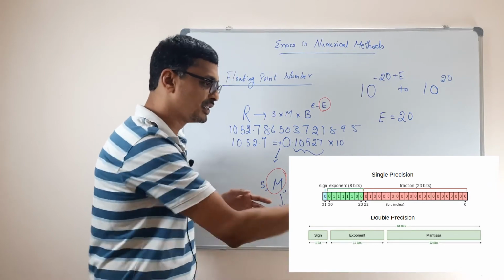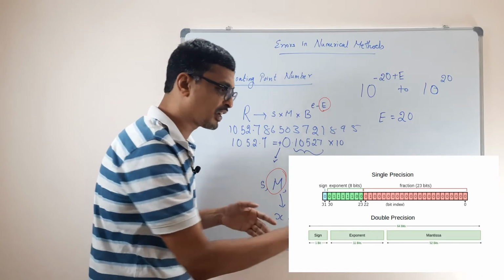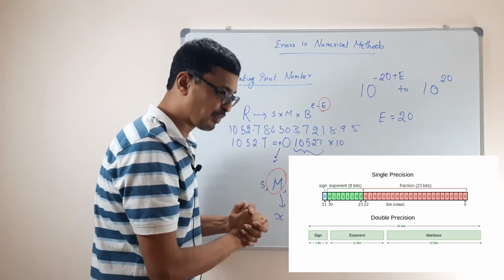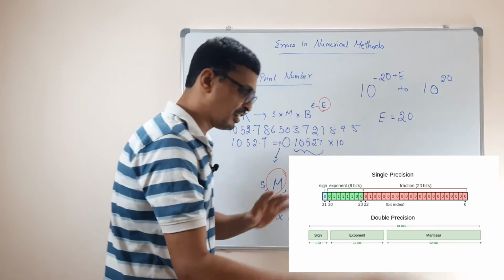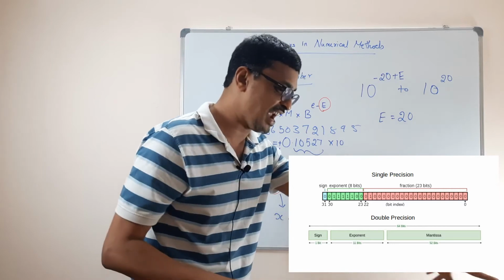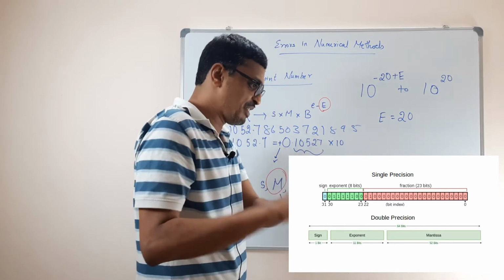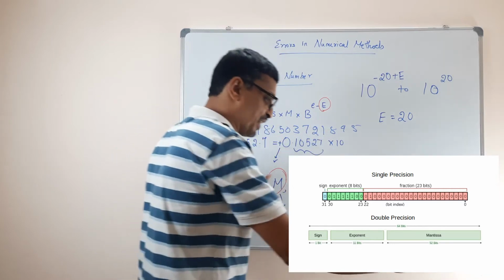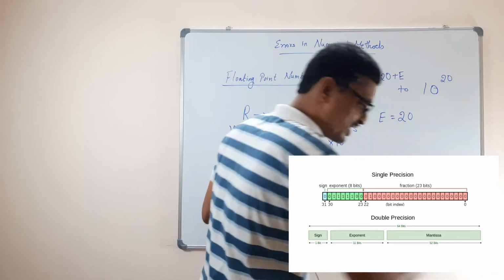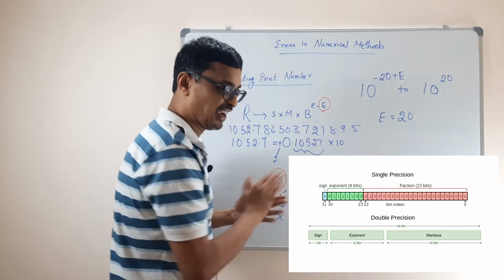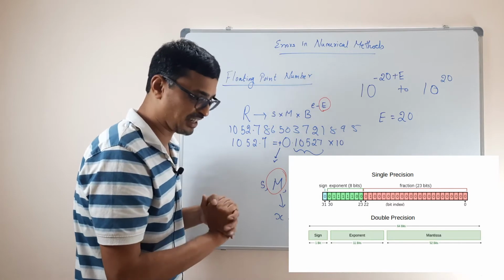From this you can work out, and I'm not going to tell you, you can do it on your own, the maximum and the minimum number you can represent by single precision. Do it on your own. This 8 bits includes the bias. I'm leaving it for you as homework. You have to find out and later tell me the minimum and the maximum number you can store in a single precision representation.